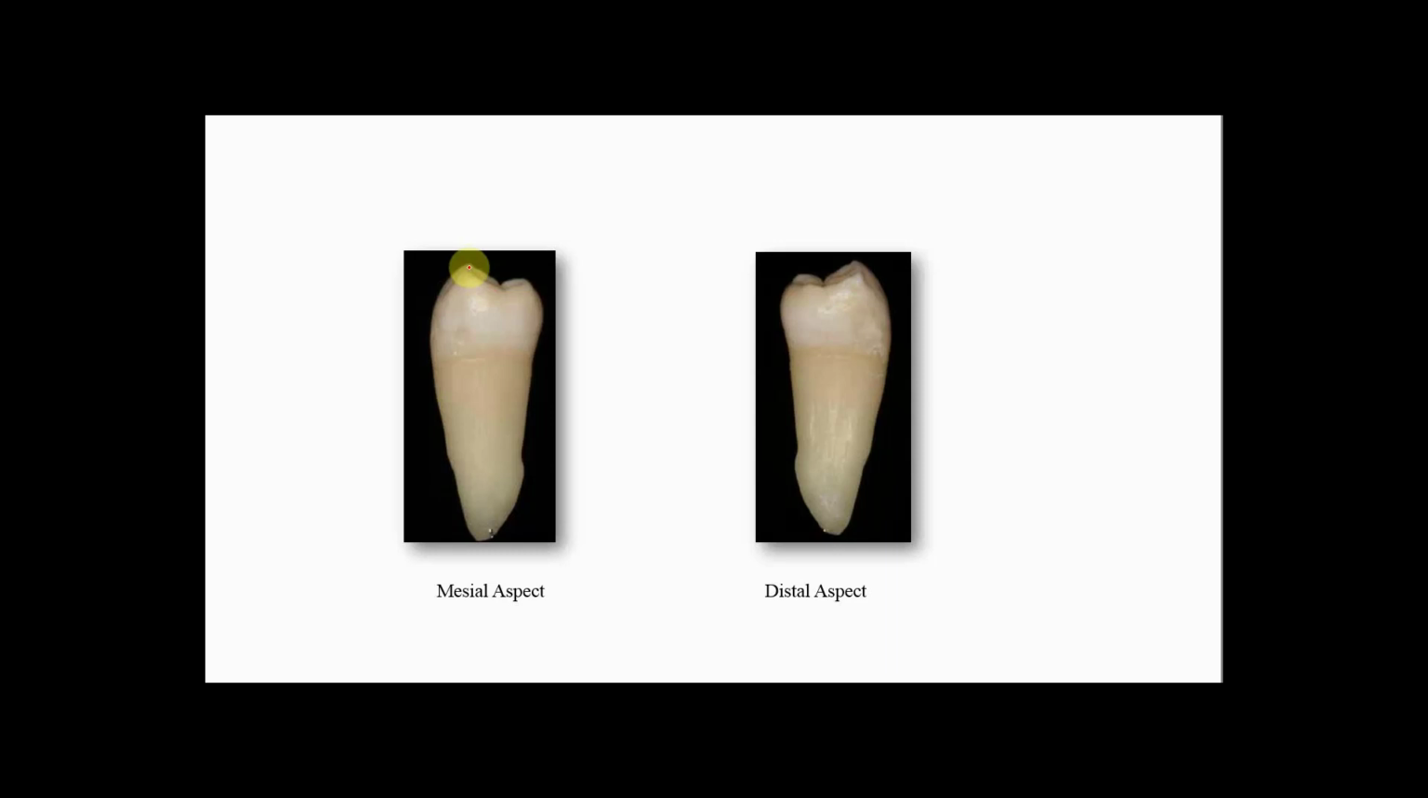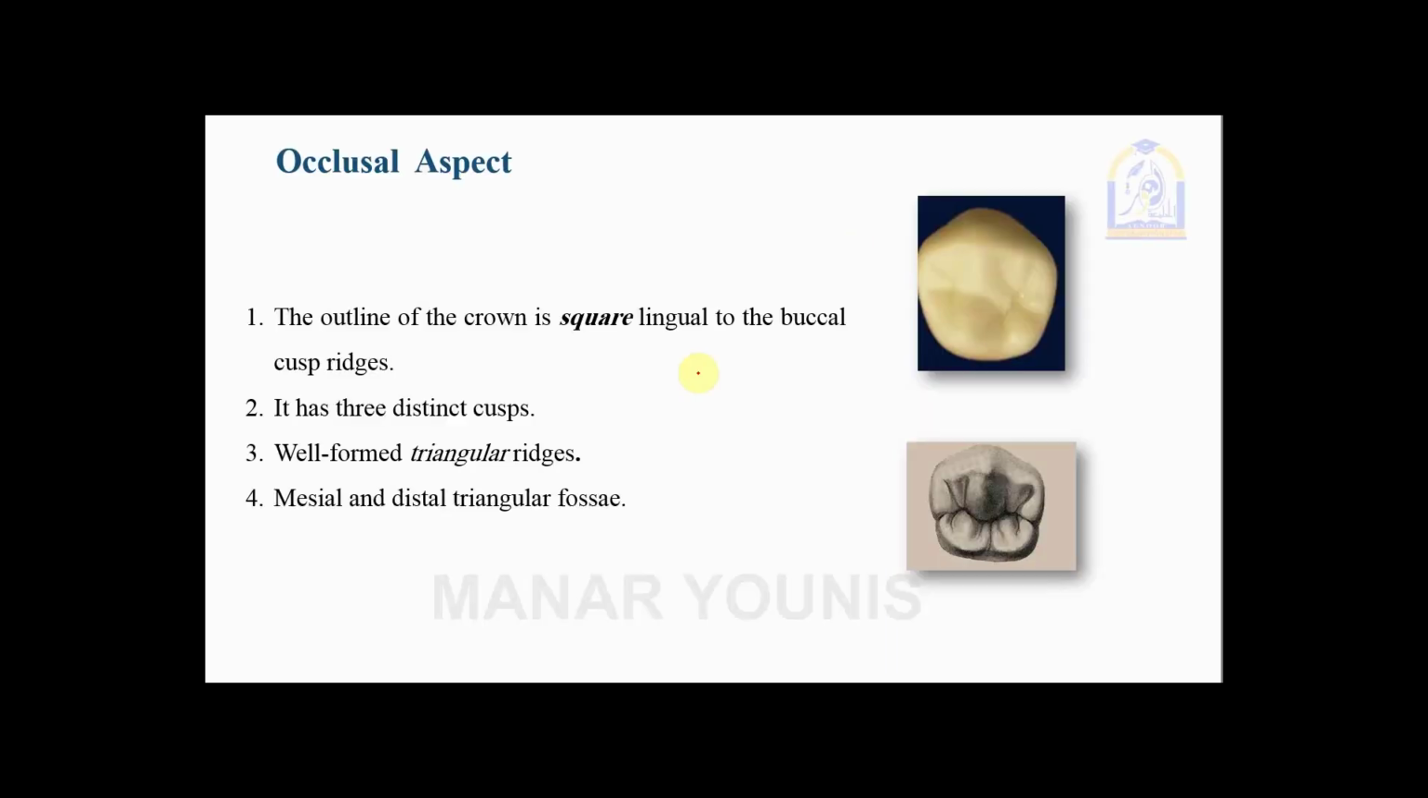So from the mesial aspect, we can see the buccal ridge, the buccal cusp and the buccal triangular ridge, the mesiolingual cusp and mesiolingual cusp ridge, and the mesial marginal ridge. From the distal aspect, we can see the buccal cusp and the buccal triangular ridge, the mesiolingual cusp and the distolingual cusp, and the distal marginal ridge.